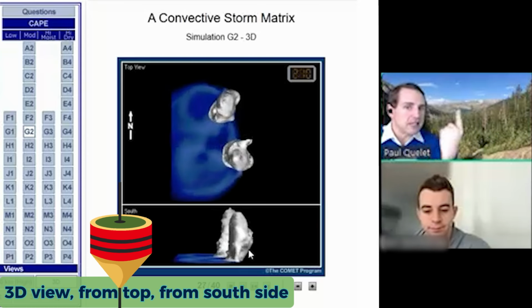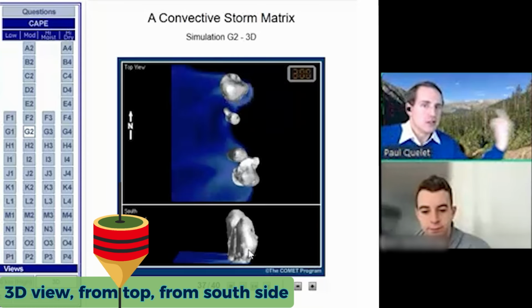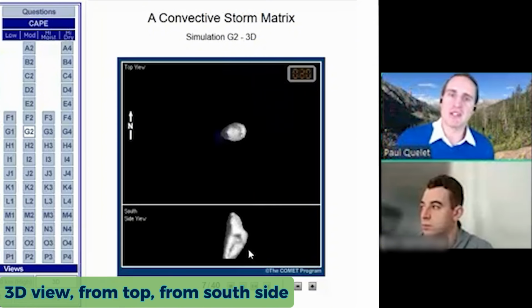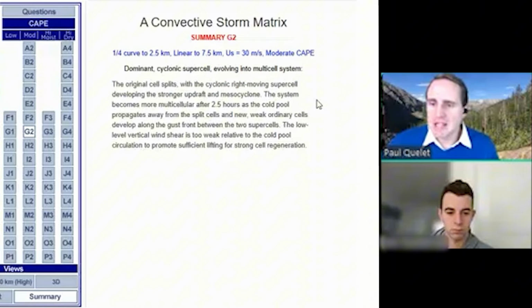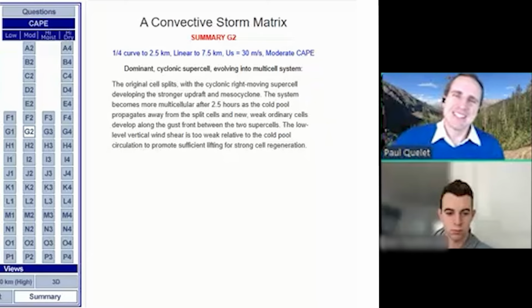Yeah, so it rotates like this, but then it keeps going like this, right? So you think of a supercell very similar. This says a dominant cyclonic supercell evolving into a multicell. Now, evolving into a multicell, I wouldn't so much focus on that part.